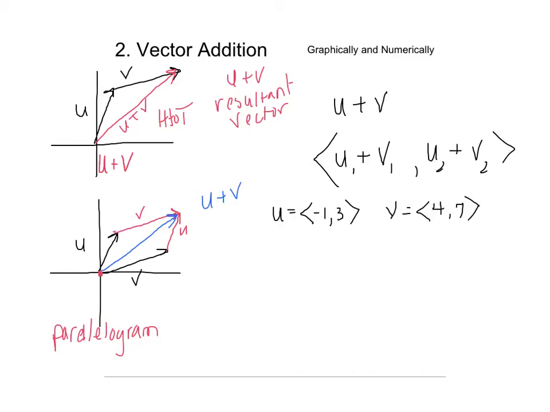So if we have the same points we had on the previous screen, and I just wanted to add u plus v, then that would be -1 plus 4 and 3 plus 7. And so adding the two vectors together would be 3, 10. And you can see from the resultants there that they're going to be longer than each individual vector.